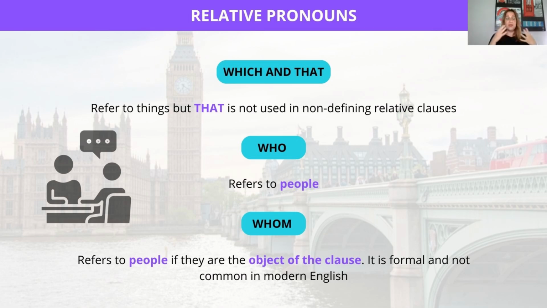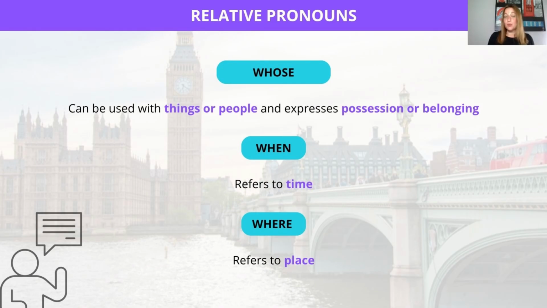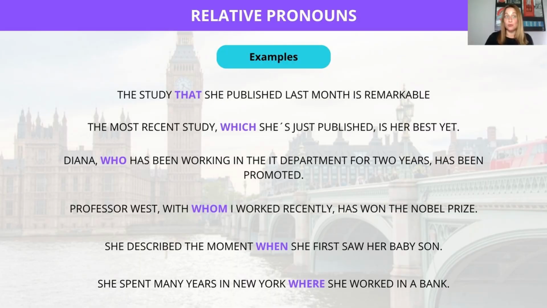So sometimes we need to put whom, sometimes we need to put whose, right? Whom is very old-fashioned, really. Unless you want to talk like Shakespeare, you don't use it in modern language. Whose can be used with things or people and expresses possession or belonging. When refers to time and where refers to places. So let's see now some examples.